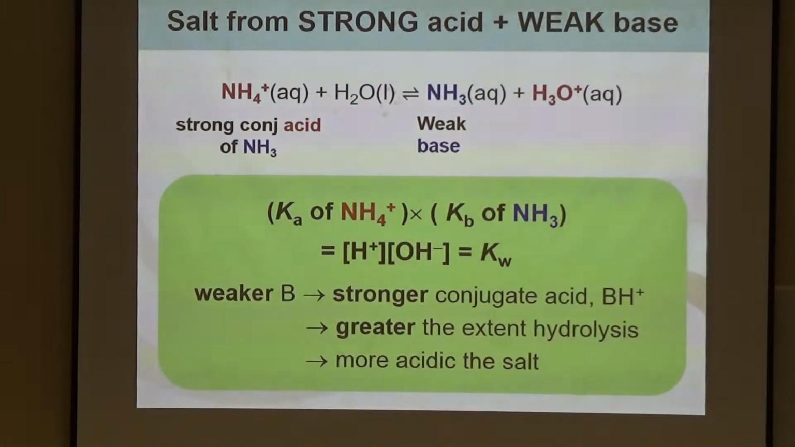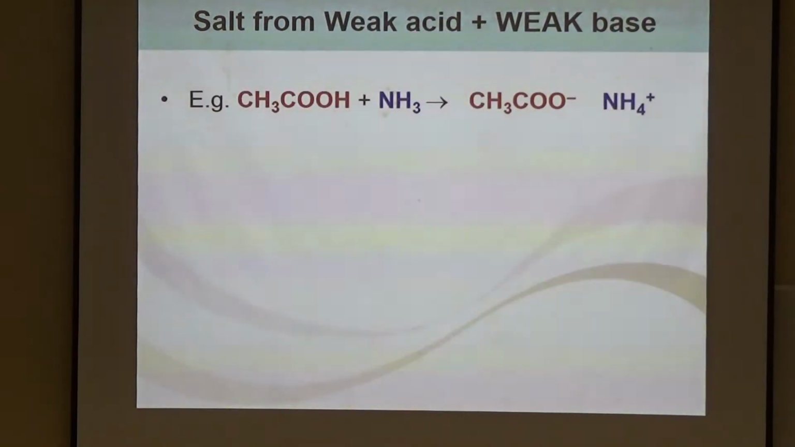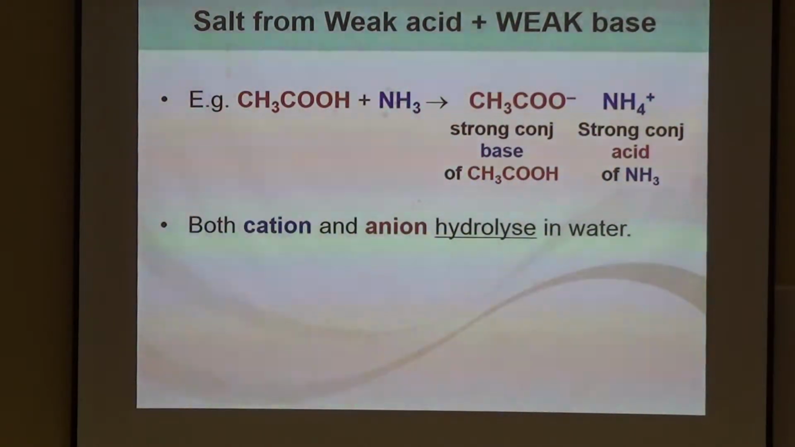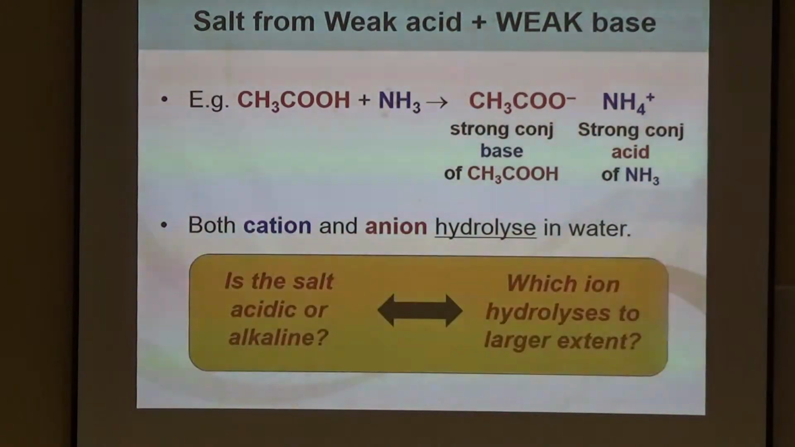So what happens when you get a weak acid plus a weak base? You get a strong conjugate base and a strong conjugate acid, and both will hydrolyze. So the question becomes, is the salt acidic or alkaline? Which ion hydrolyzes to a greater extent?